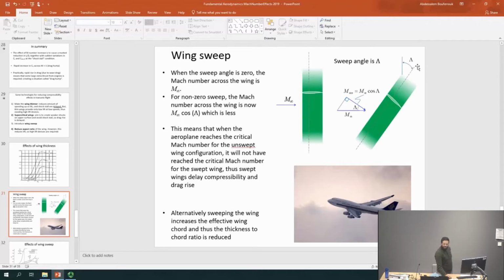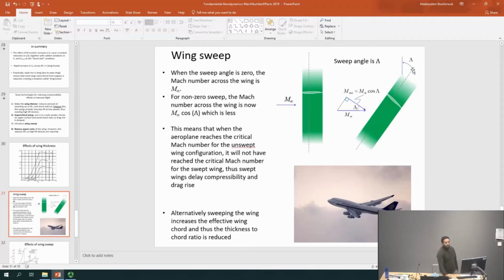Is this lambda? I'm not sure. Is it capital lambda? Any Greeks here? That's capital lambda, isn't it? I think it's capital lambda. Or is it capital alpha? I don't know. Who knows? Yeah, I think it's lambda.